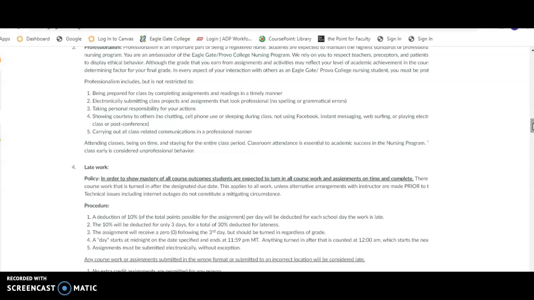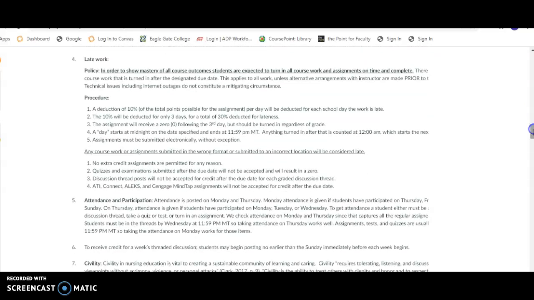Late work, as you know, is only related to assignments. Assignments are due on Sunday at 11:59 Mountain Standard Time. If an assignment is turned in on a Monday, it would be a 10% grade reduction. Tuesday would be 20%. Wednesday would be 30%, and after that it would not be accepted, although you are still expected to turn in the assignment for a learning experience, even if it's not going to be getting a grade.